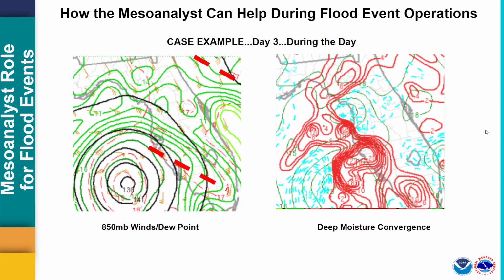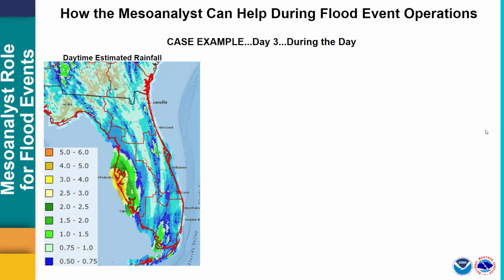The 850 millibar winds and dew points show a ridge of higher dew points spreading northward towards the Tampa area during the day. As far as deep moisture convergence, once again, about the same area just persists. So what do you think in terms of potential for heavy rain? Is it going to be over northeast Florida or southeast Florida or southwest Florida? In fact, it occurs right around the Tampa area in the far western part of the Florida Peninsula, where we have 3 to 6 inch rainfalls occur.